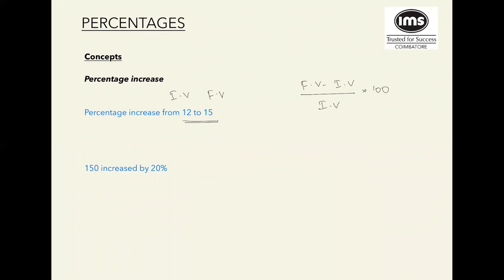So for 12 to 15, we do 15 minus 12 by 12 into 100. So this is actually 3 by 12 into 100. It's 1/4 of 100, which is 25%. So we would say there has been a 25% increase from 12 to 15. This is how we calculate a percentage increase of a value.